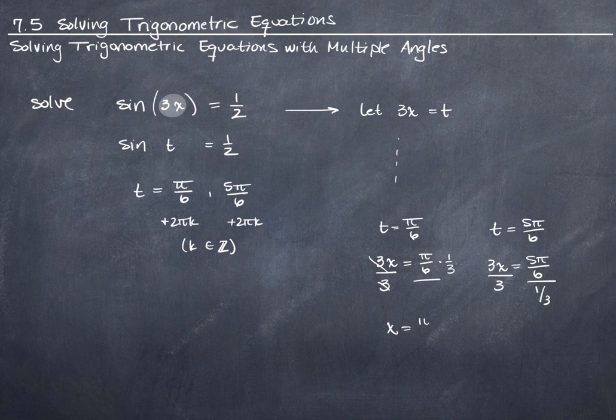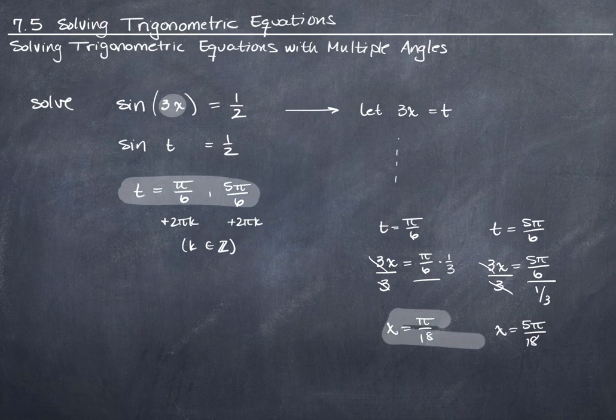x equals pi over 18. And this one is x equals 5 pi over 18. And if I only need the solutions between 0 and 2 pi, then I'm done, right? I have found all of the angles that satisfy this equation by substituting t for 3x, finding all of the solutions between 0 and 2 pi that solve that equation, and then back substituting and solving for x. I have found all my solutions.